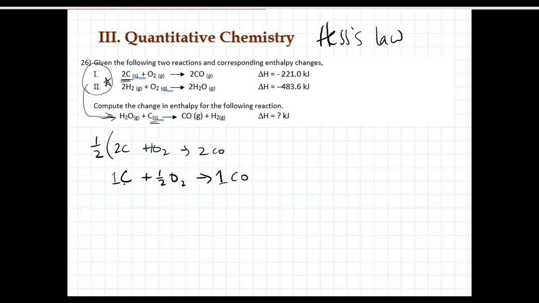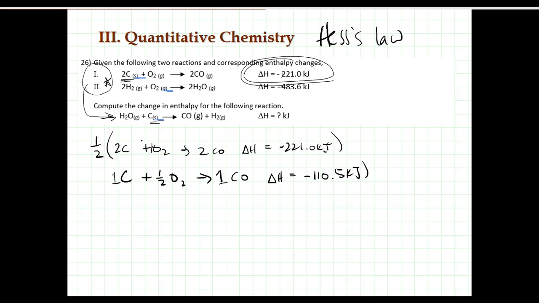You can draw your 1s or you can leave them invisible. All is good. So if I'm chopping everything in half, I'm also going to have to chop in half that delta H. So the delta H used to be 221 kilojoules of energy released, but now I only have half of that equation. I'm going to have to chop that in half. And so our new delta H is going to be -110.5 kilojoules of energy released, which makes sense because if only half the quantity of the reaction is reacting, we should have half the amount of energy released.